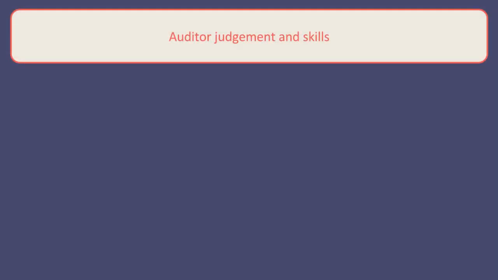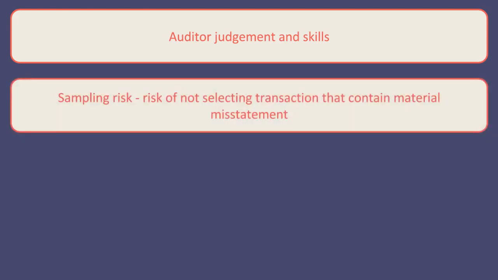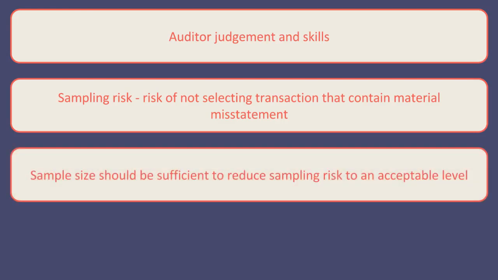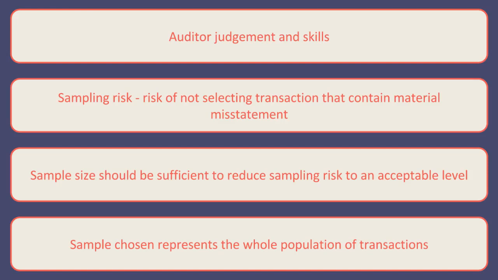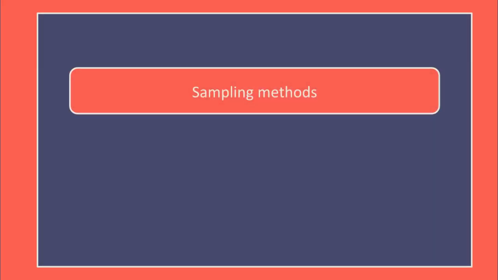There is always going to be an element of risk that a transaction not selected will contain a material misstatement. This is known as sampling risk. The auditor must ensure the sample size selected is sufficient to reduce sampling risk to an appropriate level. They must also ensure the sample chosen represents the whole population of transactions. The auditor decides on an appropriate method they should use to choose the sample to test.